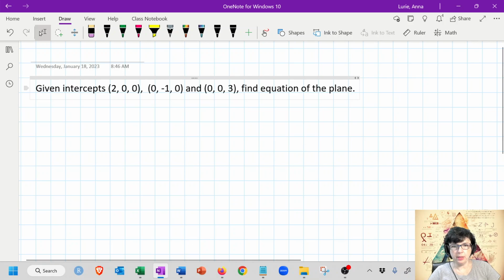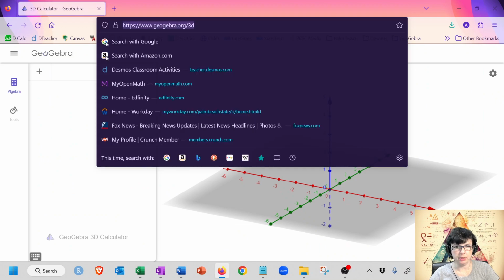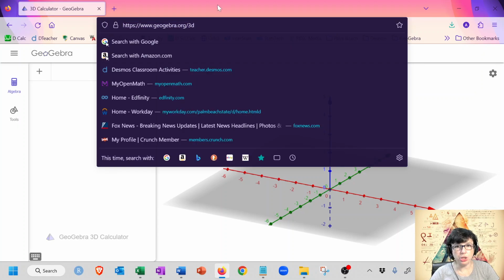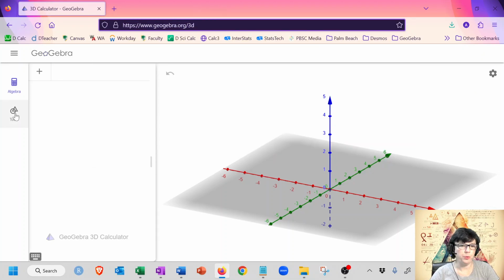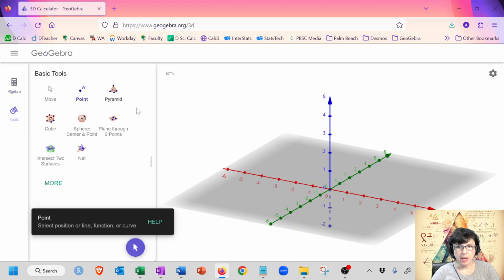Before we get going with the actual computation, let's see if we can come up with a visualization using GeoGebra. GeoGebra is super powerful. I love this calculator. It's geogebra.org/3D. Basically, it allows you to visualize the situation and also allows you to check your work, which is very nice. If you go to Tools and Point, I'm going to add these 3 points, (2, 0, 0).